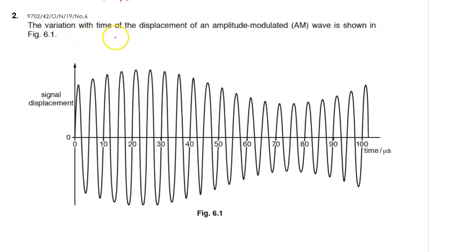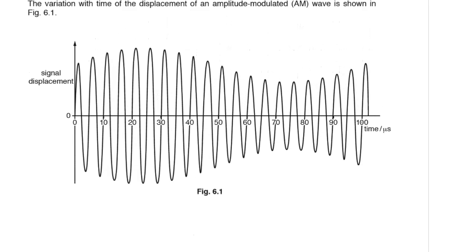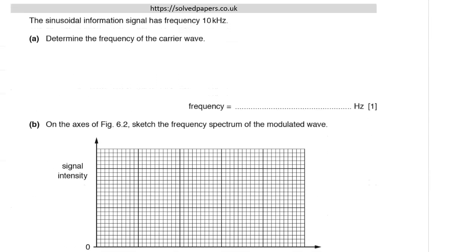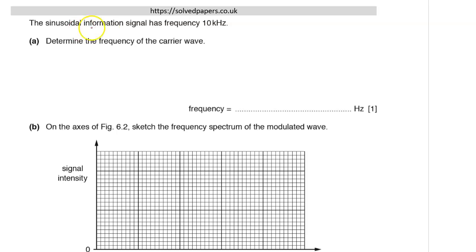So the variation with time of the displacement of an amplitude modulated AM wave is shown. This is amplitude modulated. You know, there is also frequency modulated. Of course, the displacement time graph is right there. The sinusoidal information signal has a frequency of 10 kilohertz.